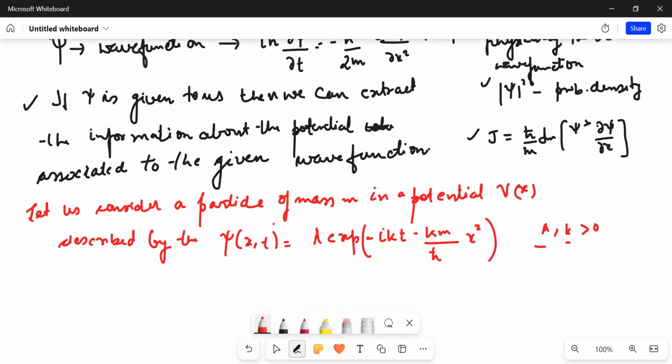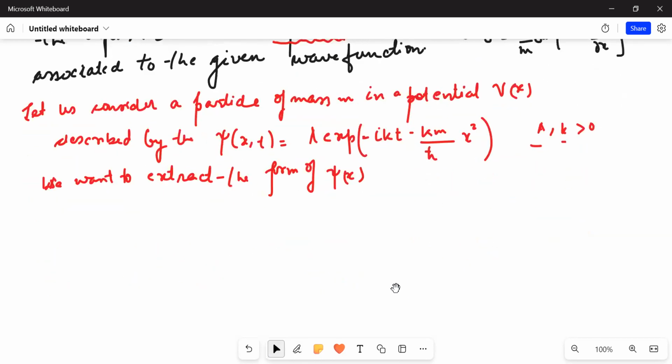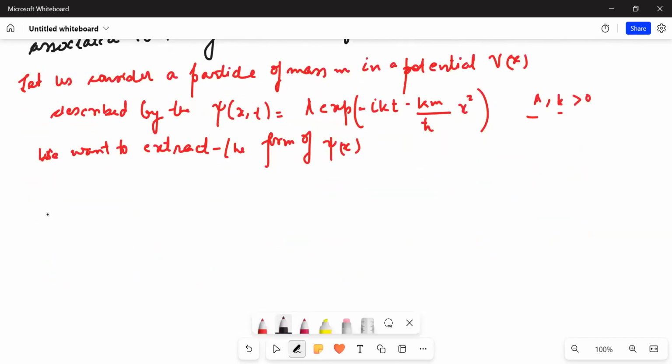So basically, if I am supplied with a wave function, that is, if psi is given to me, then I can extract the information about the potential also. Let us see how. We want to extract the form of V(x). So let us see how I will be able to do this. I already know that this psi is given to us. Why not try doing this?